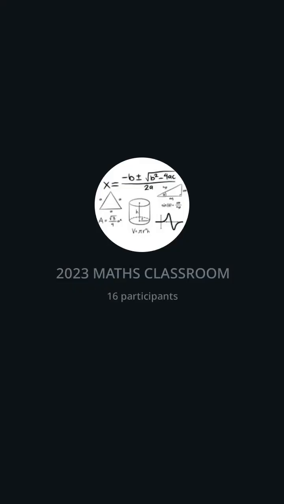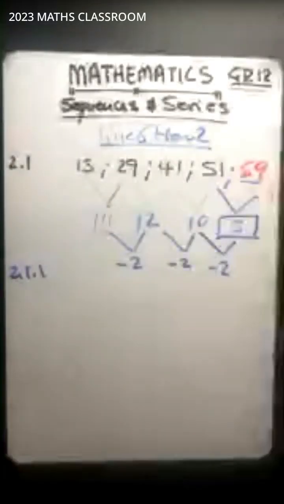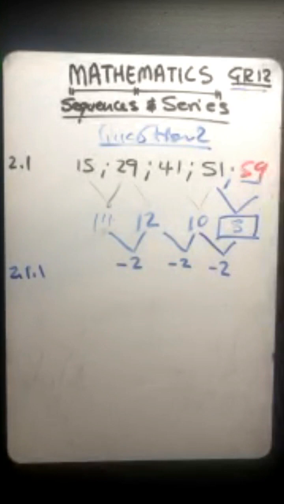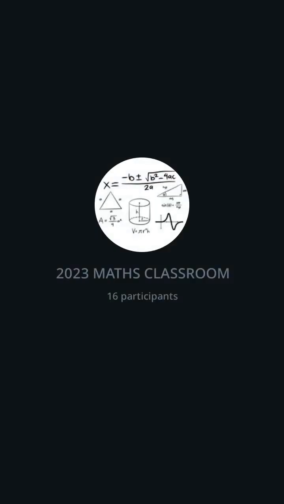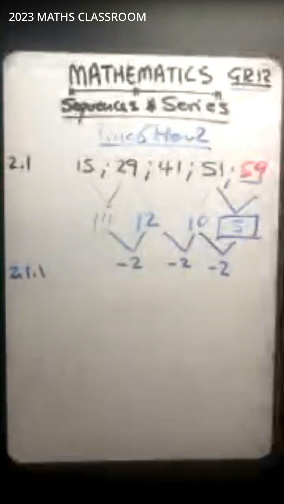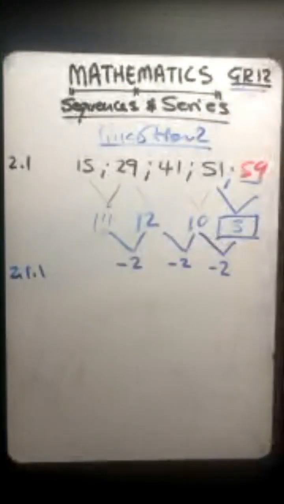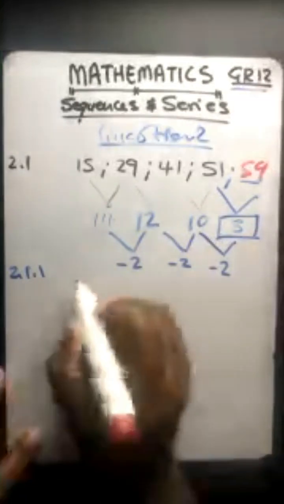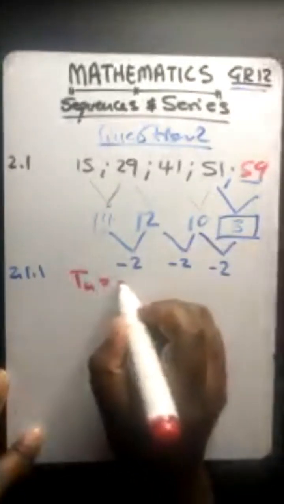So now let's see. The second question is determine an expression for the nth term of the pattern in the form of n squared plus bn plus c. So you already know that one in that form.